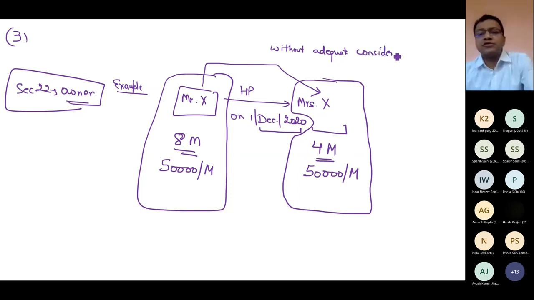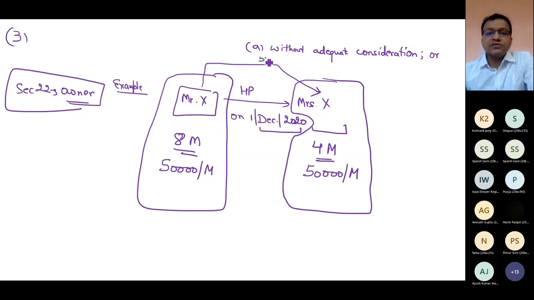suppose the property's value is 20 lakh rupees, and if the wife has given 20 lakh to the husband, then it is a genuine transfer, there is no problem. But suppose the wife has not given a single amount to Mr. X, then the courts or the Act ask, why are you transferring it? That means you are transferring without adequate consideration. So there is a problem.